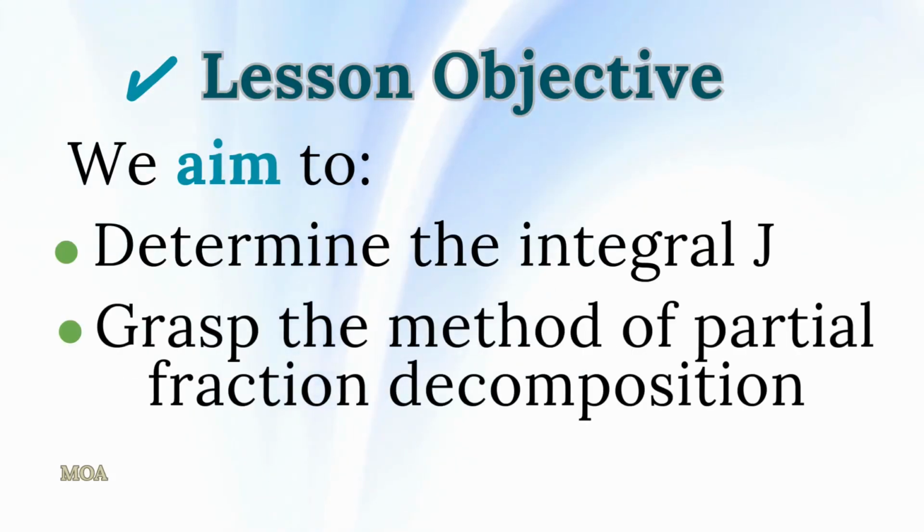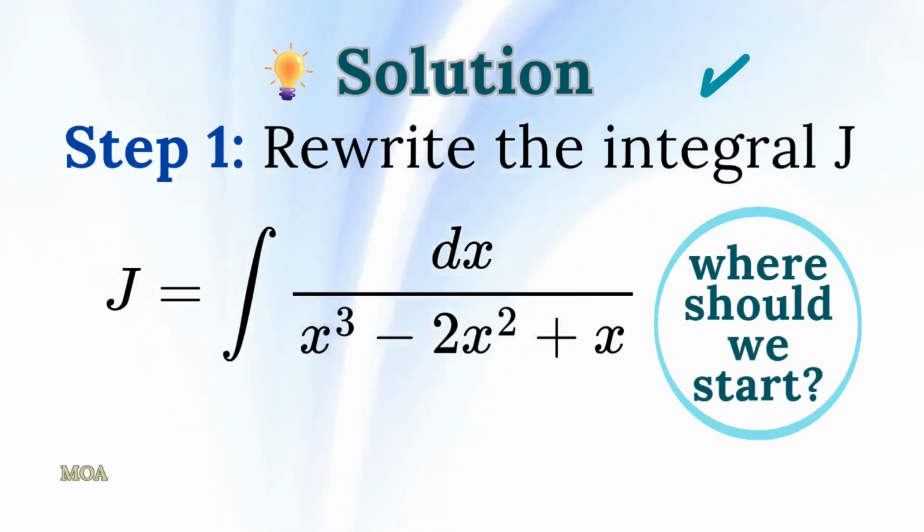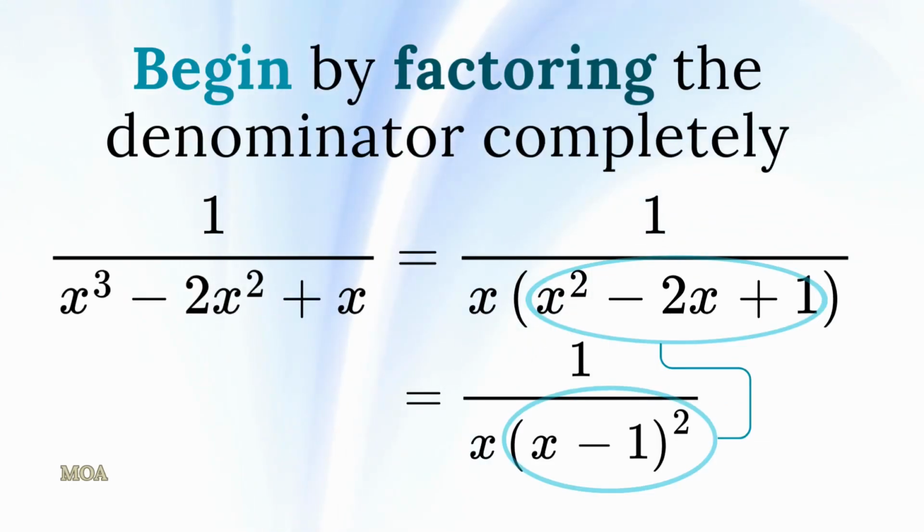Our objective is to find the integral of 1 over the quantity x cubed minus 2x squared plus x, and in doing so, grasp the method of partial fraction decomposition, especially for rational functions with repeated linear factors. Before we begin solving, let's take a basic first step: understand what we're integrating. After that, a natural question arises. Where should we begin?